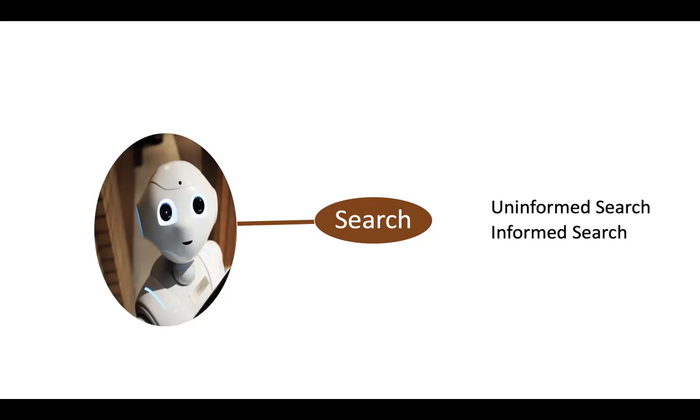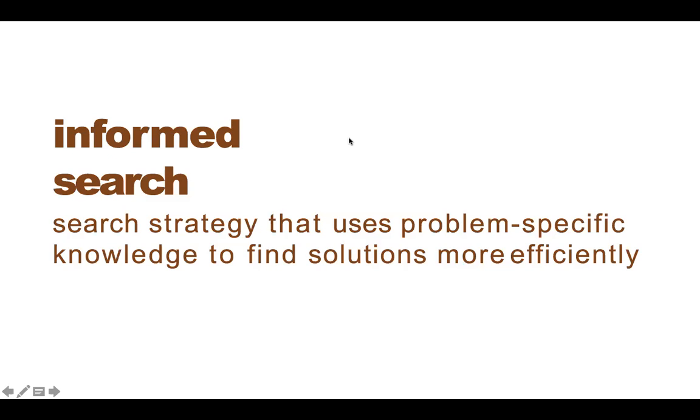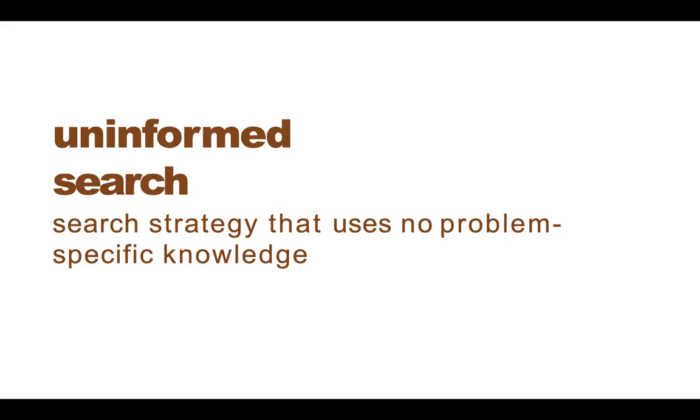The difference between the two searches is that in an uninformed search category, the algorithm knows nothing about the domain and it just forms a simple strategy irrespective of its environment. In the informed search, however, there's additional information about the environment that helps the algorithm optimize its search results. Informed search is a search strategy that uses problem specific knowledge to find solutions more efficiently. Uninformed search is a search strategy that uses no problem specific knowledge.